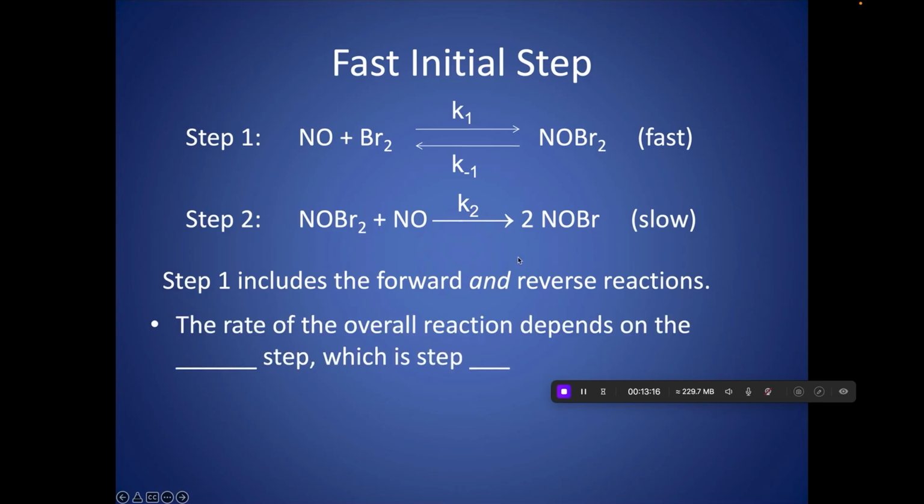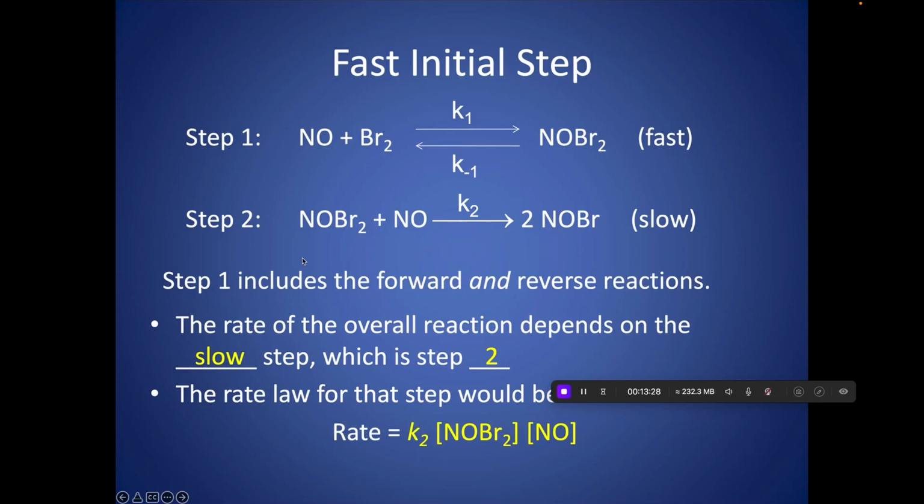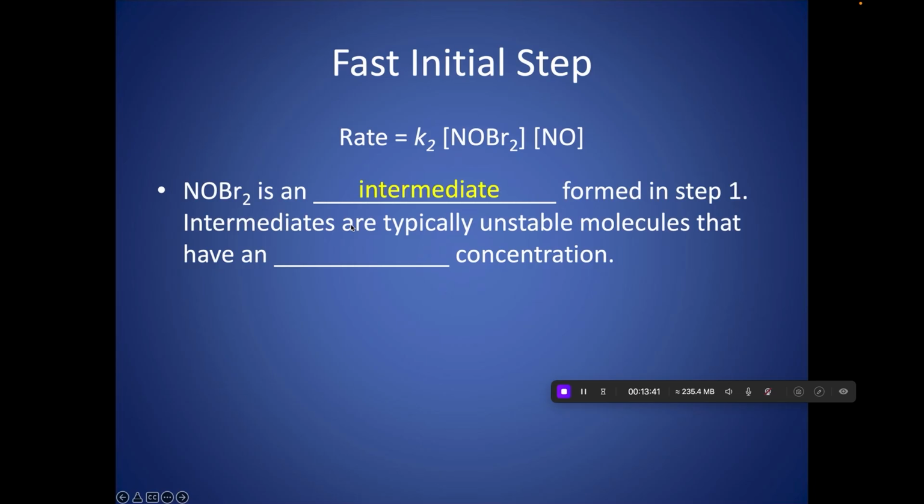So notice that the rate of the overall reaction is going to depend on the slow step, which in this case is step 2. If I was going to write the rate law for the overall reaction, I'm just looking at the slow step, that would be rate equals k, NOBr2 times NO. There's a slight problem that happens. What is NOBr2? It's made in this step, it's used up later. It actually is an intermediate, and it's very, very difficult to measure the concentration of an intermediate because it's made and then used.